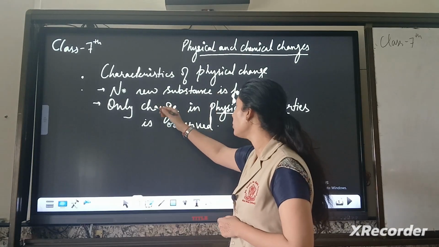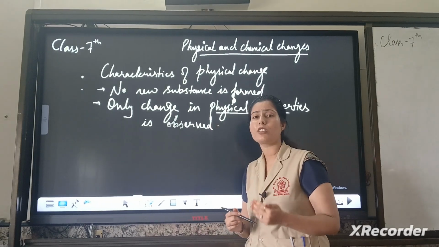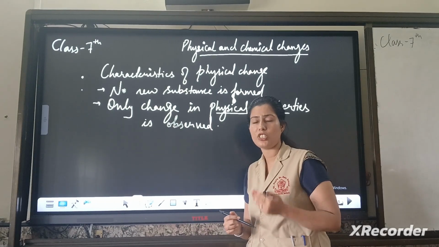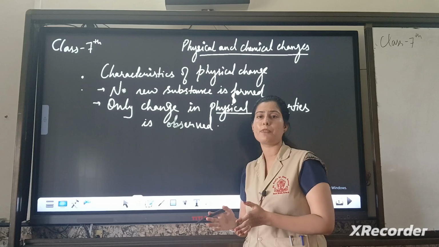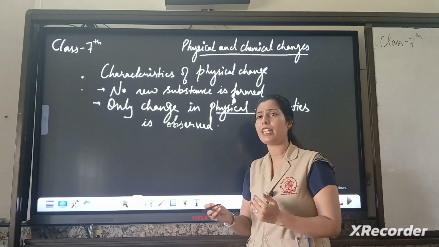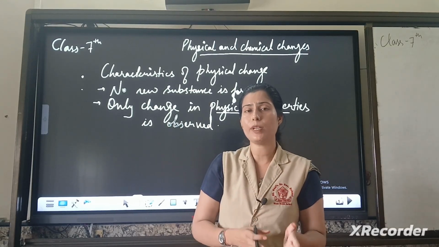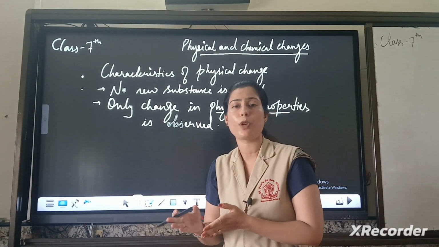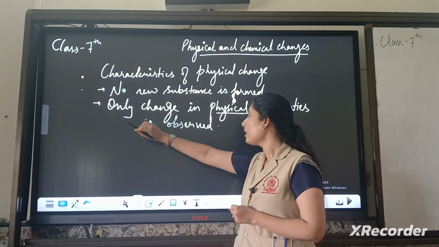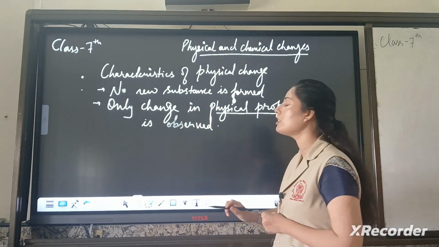First thing is, no new substances are formed. It means after a process of physical change, no new substances are formed. We get the same substance, or we can say that we get the same constituent of a substance after the process. See, second point: only a change in the physical properties is observed.